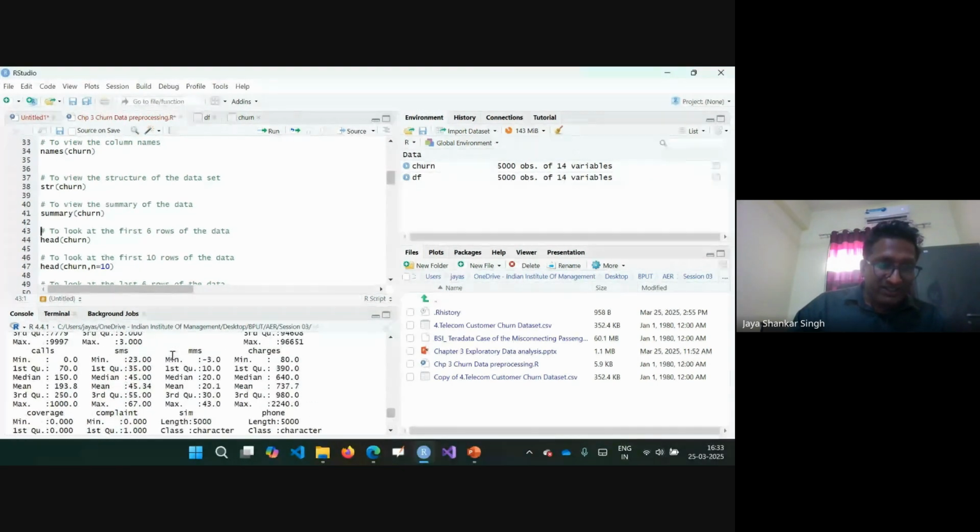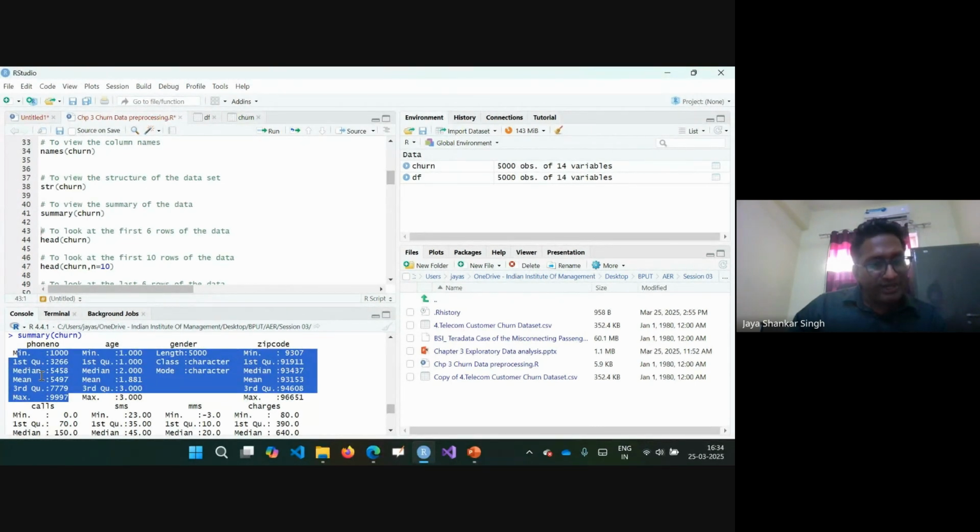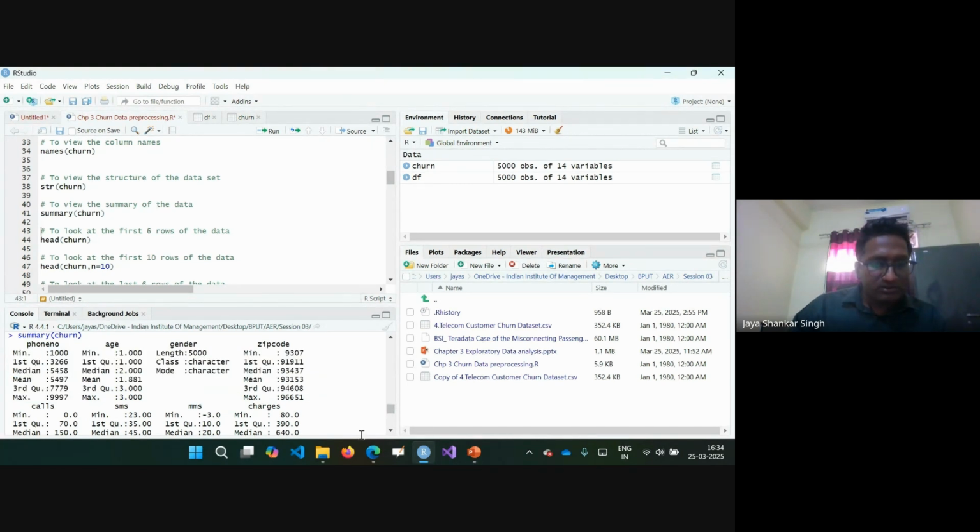Summary is giving you the minimum value, the first quartile, median, mean, third quartile, and the maximum value. I have already asked you, any idea what first quartile and third quartile are, because it helps you handle the outlier also. Mean, median, mode tell us about the central tendency of data. The first quartile and third quartile also help you understand the distribution of the data.